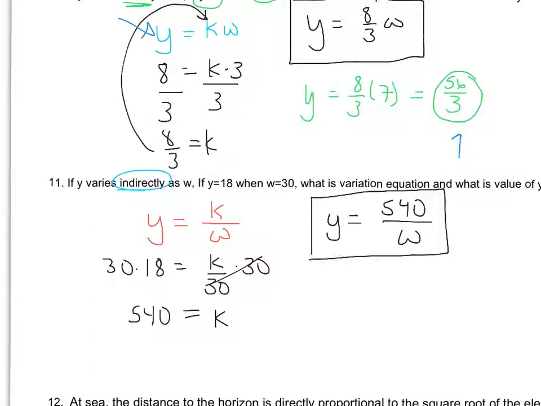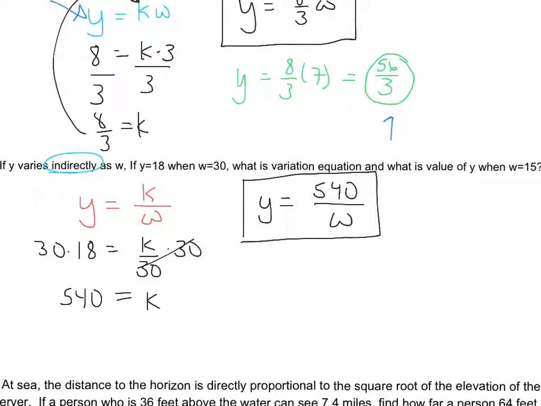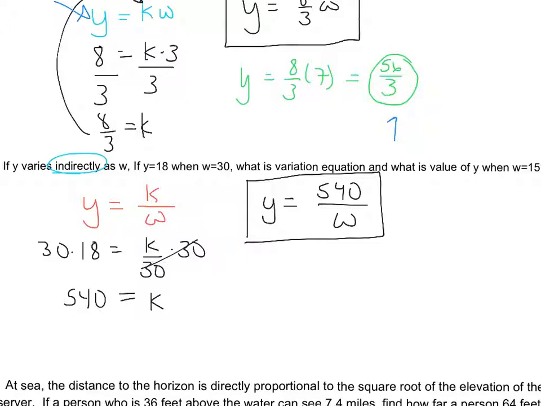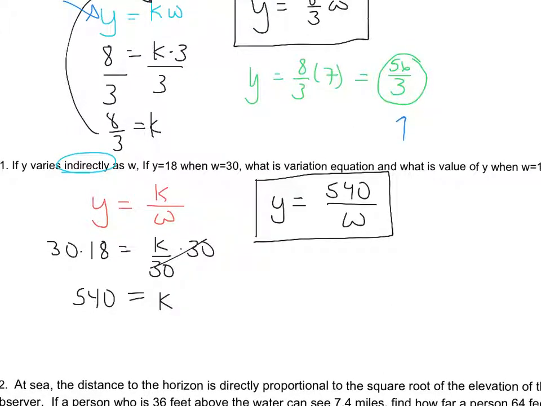And now whatever question it asks me is no problem. So this is asking me, what is the value of y when w equals 15? So to find that, I simply will just plug in 15. So y is going to equal 540 divided by 15. 540 divided by 15 is 36.